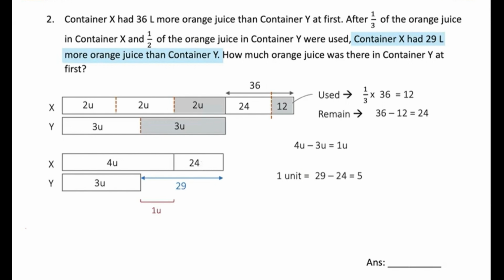Read the question again. What does the question want? The question is asking how much orange juice was there in container Y at first. At first, container Y is 6 units, which include the shaded part. So 3 units plus 3 units is 6 units. So 6 times 5. 30 liters. Any question?